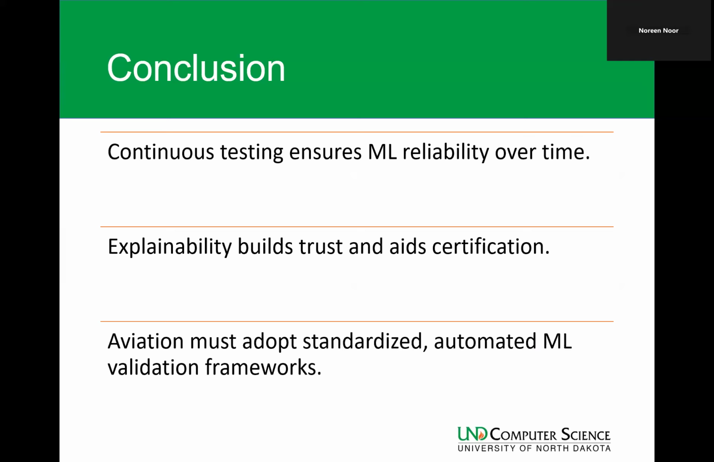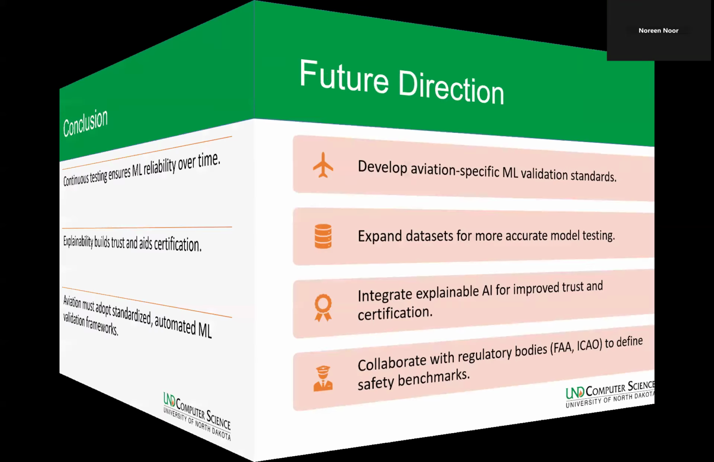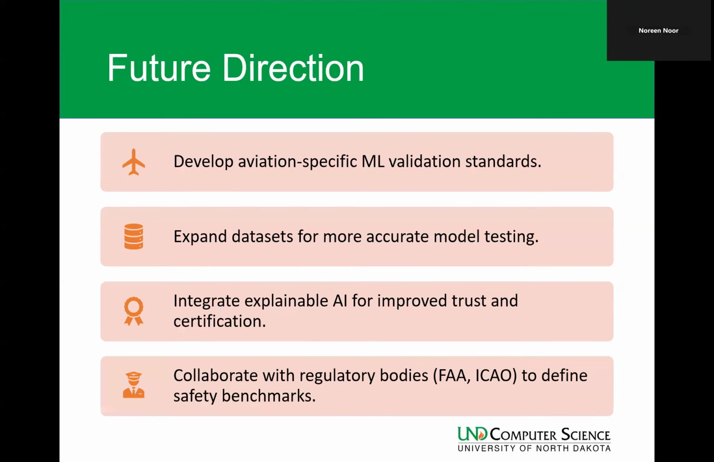So overall, the aviation industry needs to adopt standardized and automated machine learning validation frameworks. For what? To improve safety and prevent system failures before they happen. So all of this research is related to accidents, to prevent them in the future. Before it happens, we can try to find all the situations and try to stop those accidents beforehand to save lives as well.